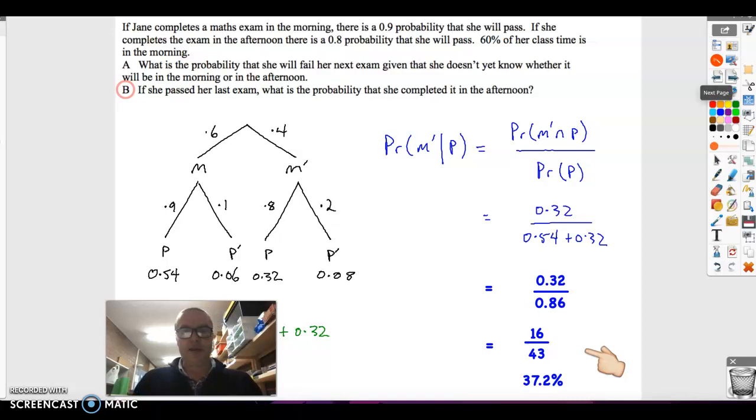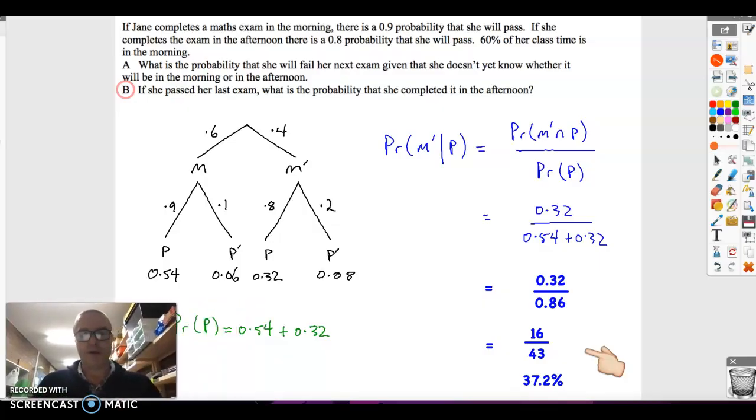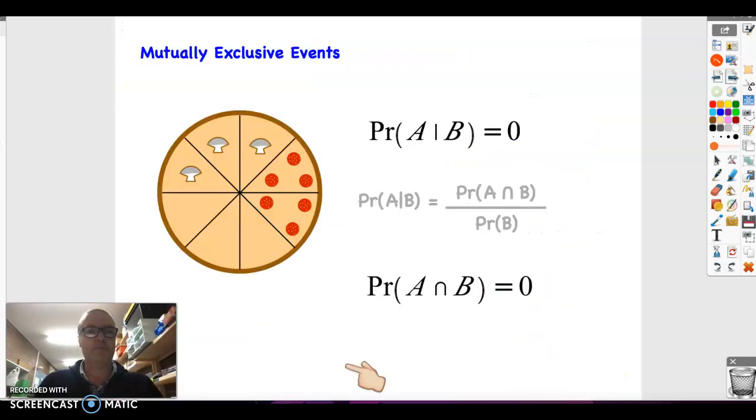So there we've used a tree diagram to answer two questions. And importantly, it's another way of looking at information that is given in a problem and organising it in a way that we can understand the various combinations of those events. We're going to have a discussion about mutually exclusive events. There's basically two definitions that are directly related to each other.